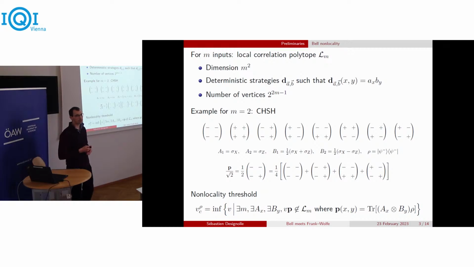Now that I've introduced all of that, let me tell you a bit more formally what we are interested in. What we're looking for is to bound the non-locality threshold given a quantum state. And this non-locality threshold is given by that. This is the infimum of this set. So you're looking for a number of inputs and observables such that when mixing, when being on the line between your point P and the origin, you actually are not in the local polytope. And when computing this, you end up with this non-locality threshold.